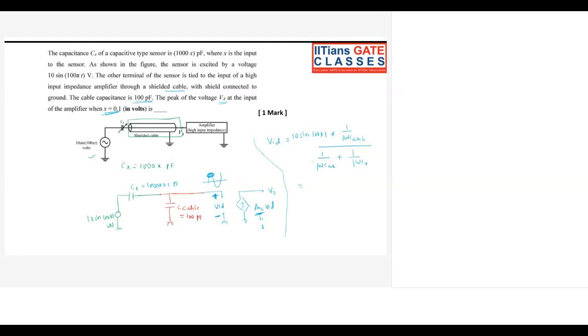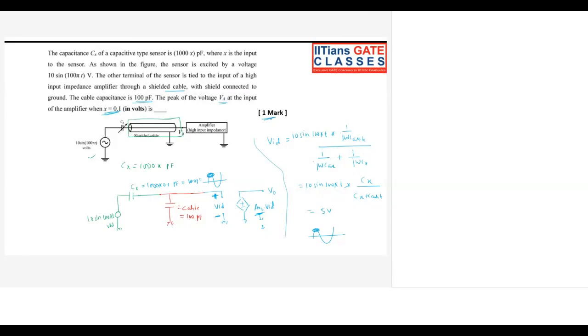This is going to be 10 sine 100 pi t into, if you take the LCM of all these things, then Cx will come up. So Cx upon Cx plus C of cable. This Cx comes out to be 100 picofarad. So just substitute all those values. You're going to get 5 volt as the peak. So this will be a sinusoidal voltage of 5 sine 100 pi t. This will be the peak value of 5 volts. Right, so this is one of the easy questions. This is the 1 mark question from the GATE, from the sensor section.